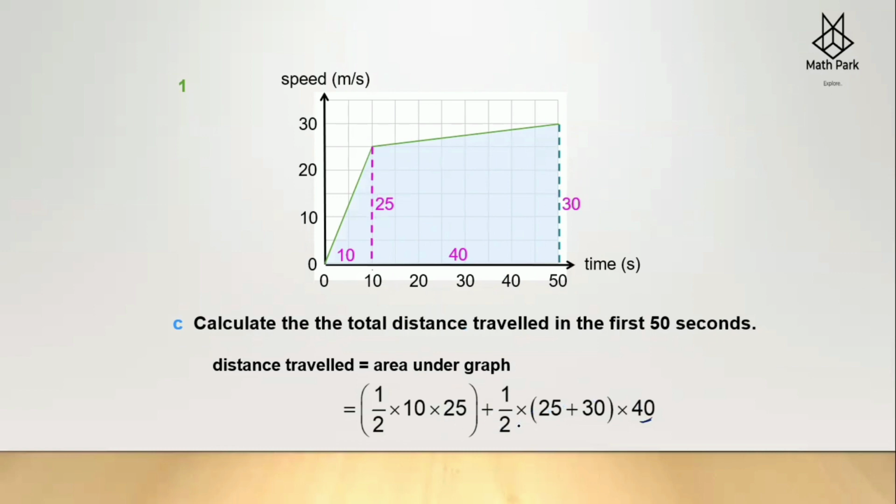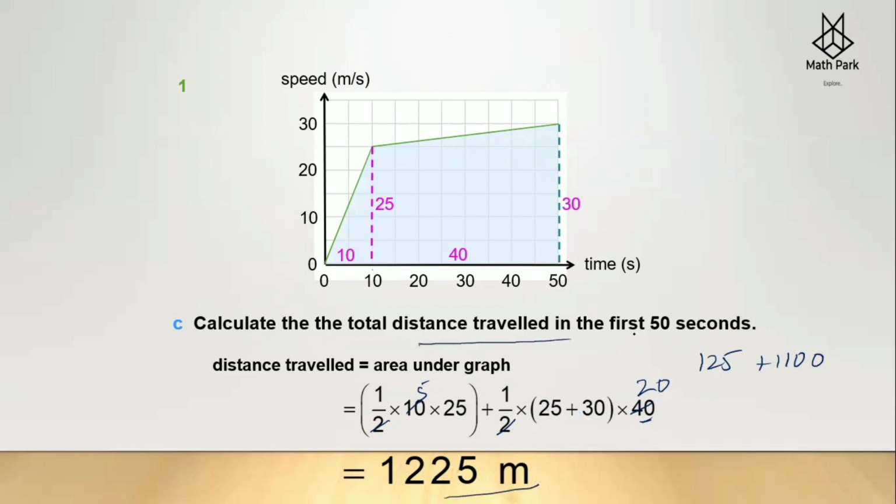So on simplifying this, we get 5 times 25 is 125. And 25 plus 30 is 55. 55 times 2 is 110 and 10. So 1100 plus 125, we get 1225 meters, which is the total distance traveled in first 50 seconds. So what we need to remember, that the distance traveled is area under the graph. Okay, let's take another question here.